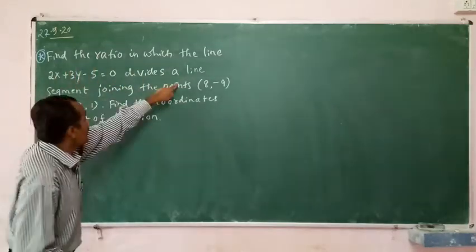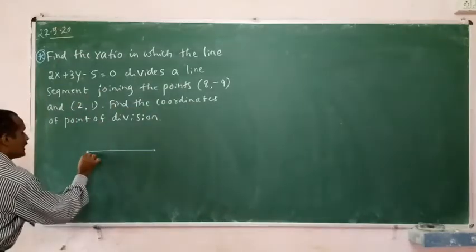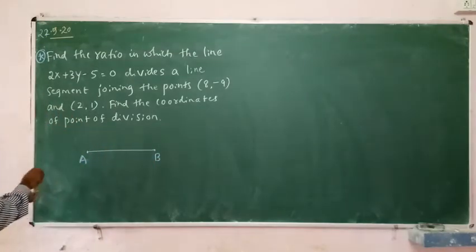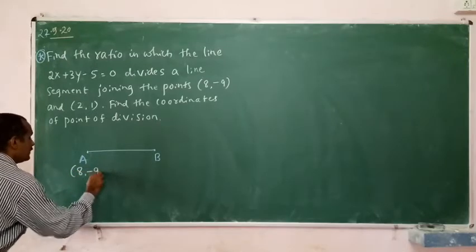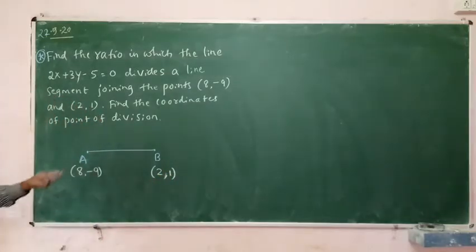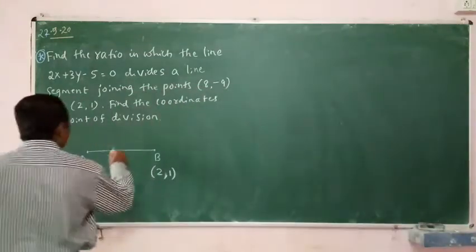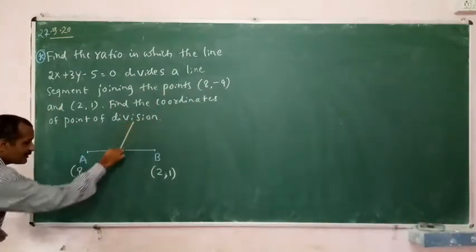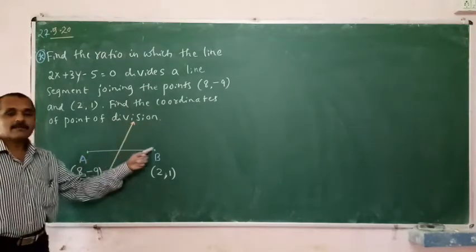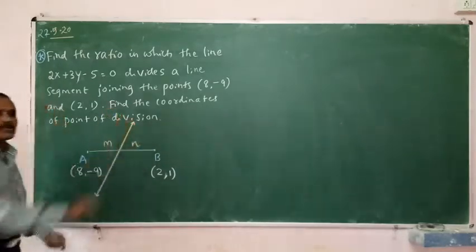A line divides a line segment joining the points. That means here is a line segment. I call it AB, whose coordinates are 8, 9 and 2, 1. This line segment is divided by a straight line. A straight line divides the line segment. I don't know what ratio. They call that ratio m:n.